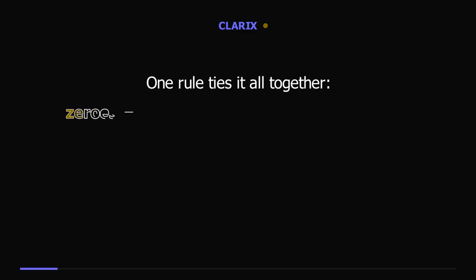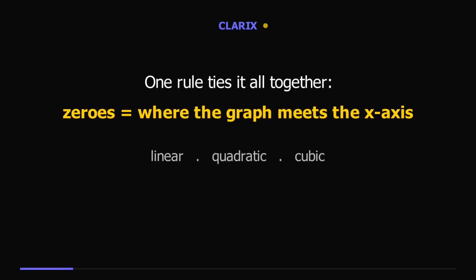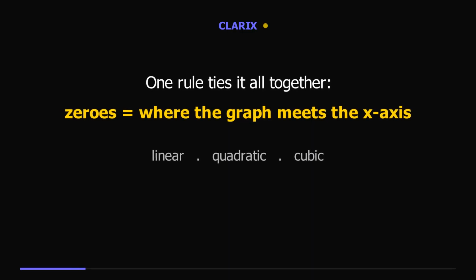Quick plan. A polynomial isn't just an expression, it has a shape when you graph it. Today, we'll graph linear, quadratic, and cubic polynomials and discover one simple rule that ties everything together. The zeros of a polynomial are exactly the points where its graph touches or crosses the x-axis. We'll go shape by shape, slowly.